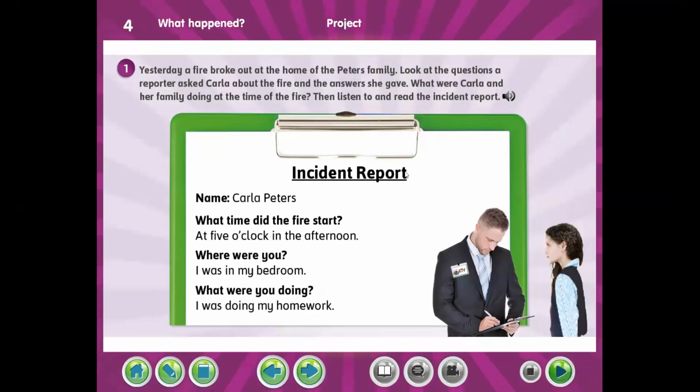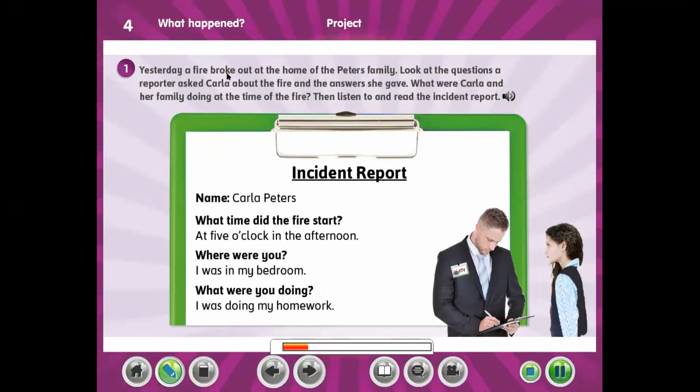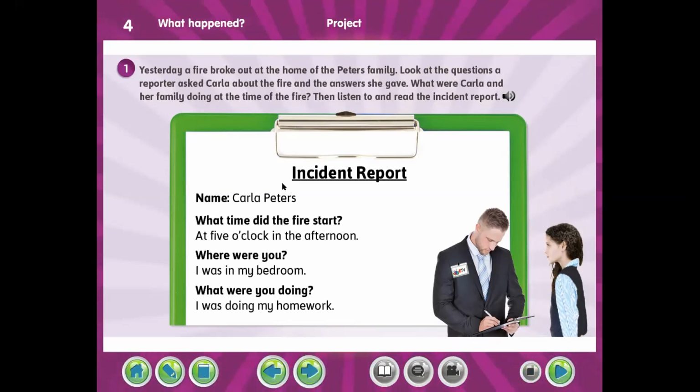Module 4, Project 1. Yesterday, a fire broke out at the home of the Peters family. Look at the questions a reporter asked Carla about the fire and the answers she gave. What were Carla and her family doing at the time of the fire? Then listen to and read the incident report. Listen, please. This is an incident report.